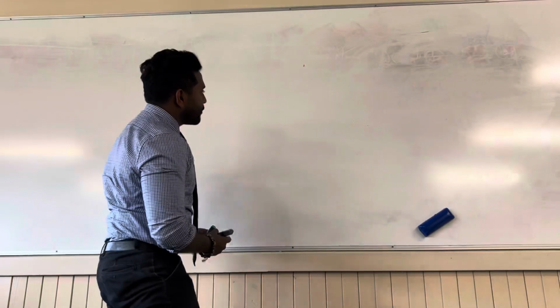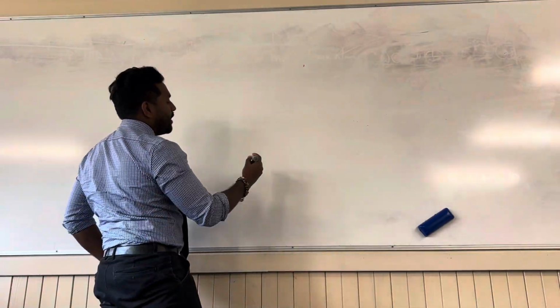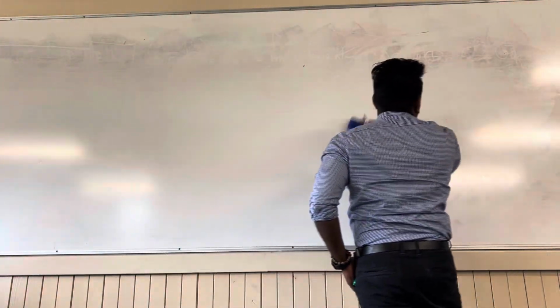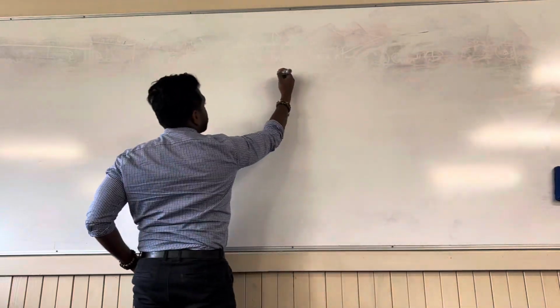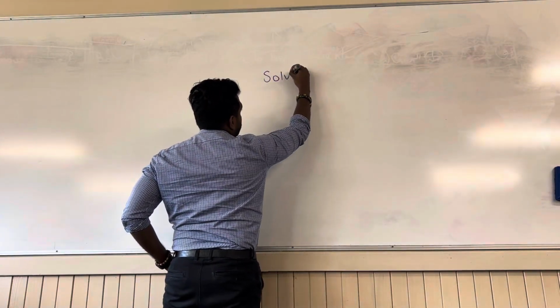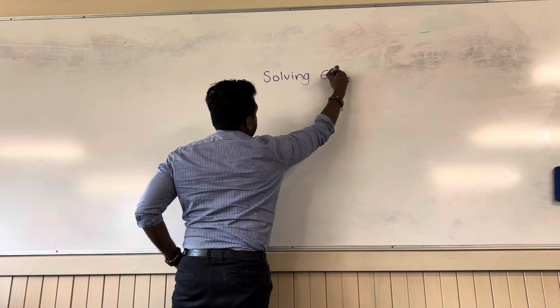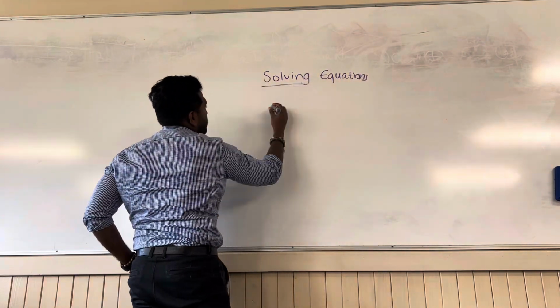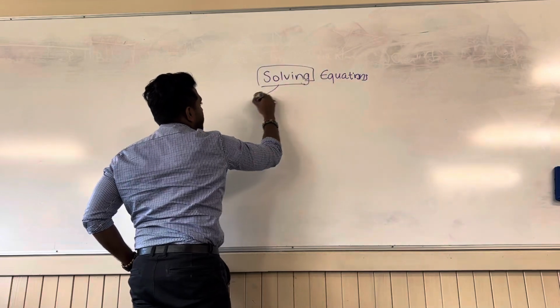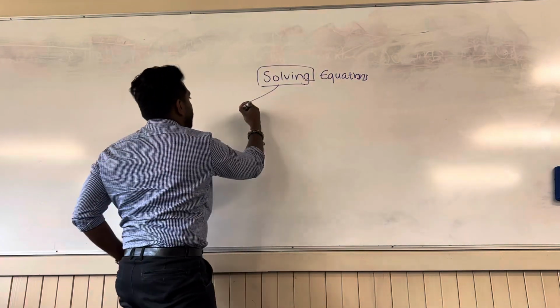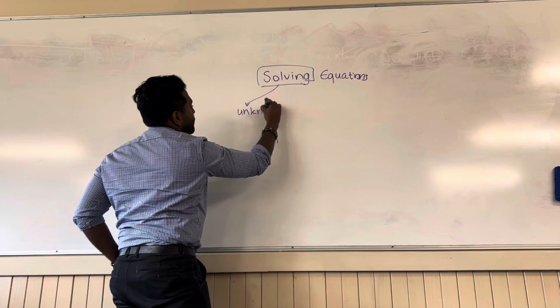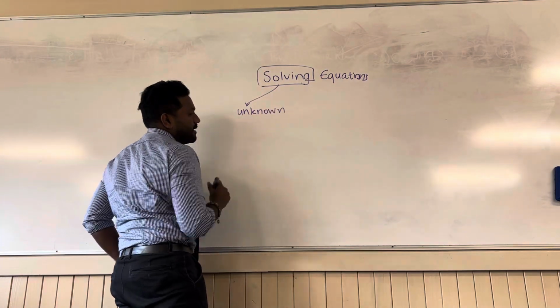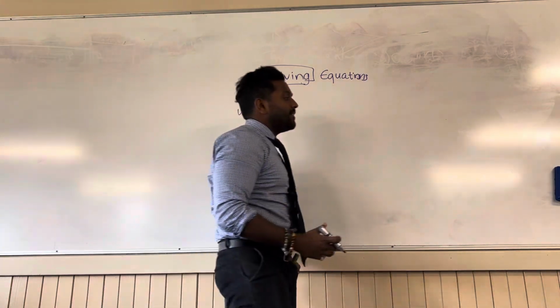So I'm just going to go through equations, and I'm just going to go through solving equations, and that's what we're kind of going to be doing in this particular topic. So solving equations, we want to solve. And when we solve for something, we're trying to find out an unknown. Usually when we want to solve problems, it's something that we don't know anything about.